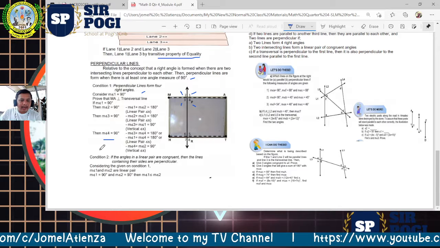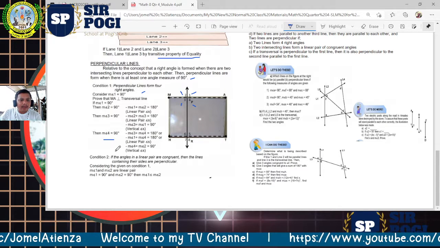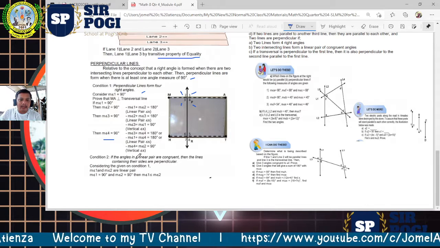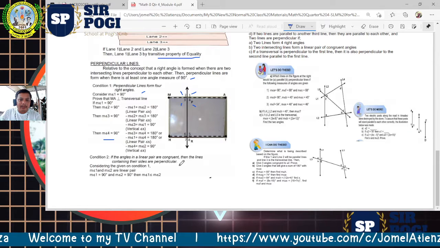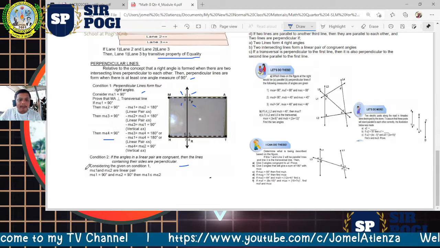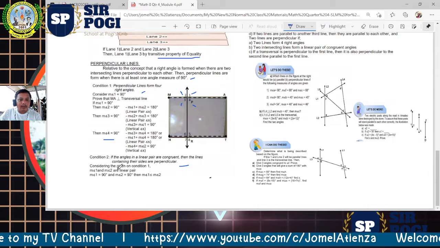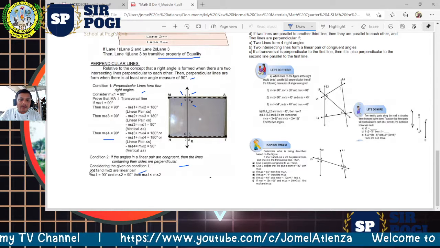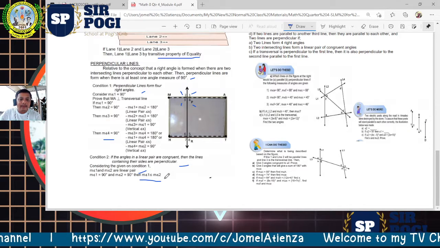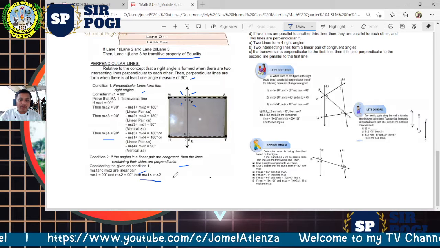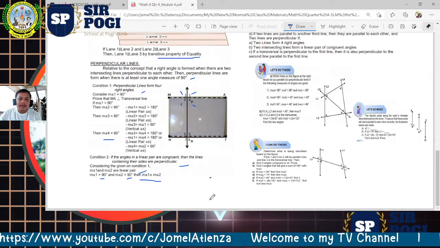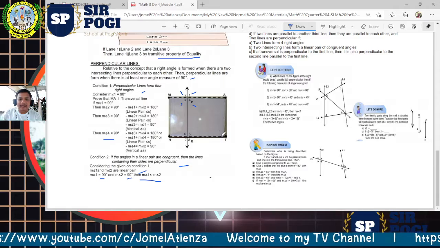Okay? And then condition number 2, if the angles in a linear pair are congruent, then the lines containing their sides are perpendicular. So considering the given on condition 1, the measure of angle 1 and the measure of angle 2 are a linear pair, the measure of angle 1 is 90 degrees and the measure of angle 2 is 90 degrees. So we can say that the measure of angle 1 is congruent to the measure of angle 2, which are all equal to 90 degrees. Okay, next.